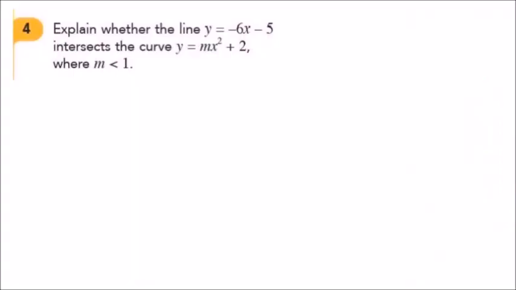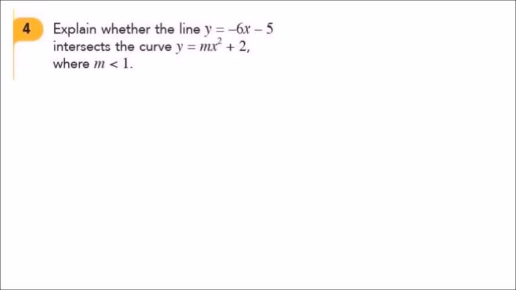Right, let's look at this question here. You're given a line and then you're given a curve, right? But you're not told if the line definitely intersects the curve. The only information you're given is m is less than 1.